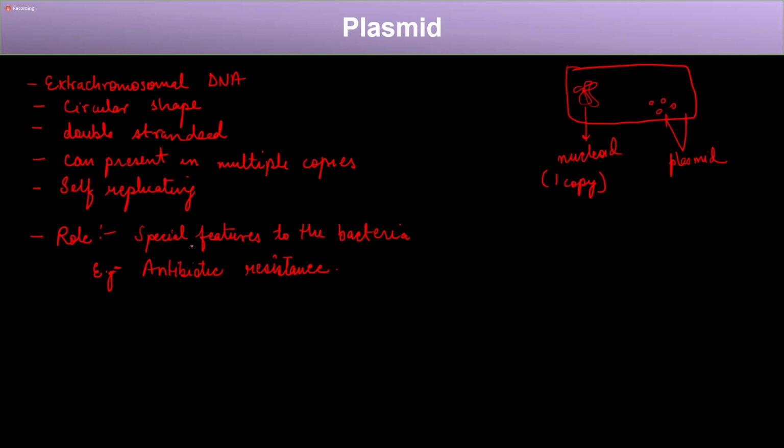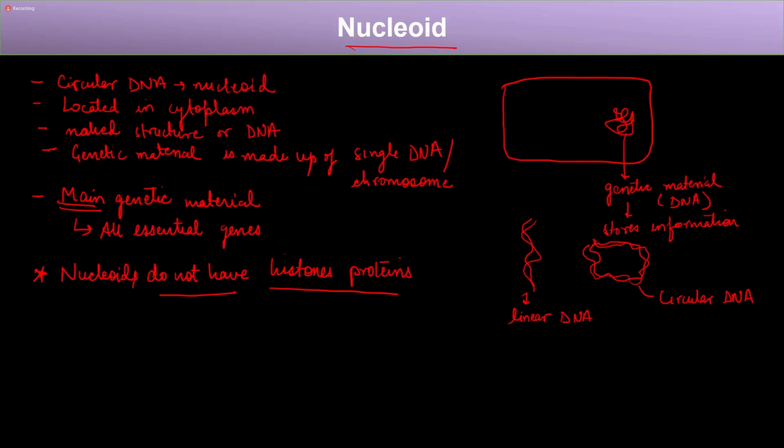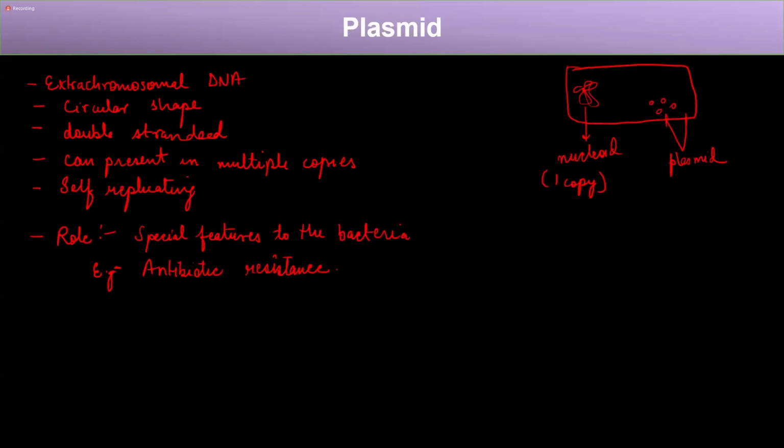So we have studied the genetic material. One was the main genetic material, that is nucleoid, and the other is extra chromosomal DNA, extra genetic material, that is plasmid. Now next we'll talk about ribosomes. Ribosome is the only organelle present in a bacterial cell, a prokaryotic cell. Now, what is the role of this ribosome?